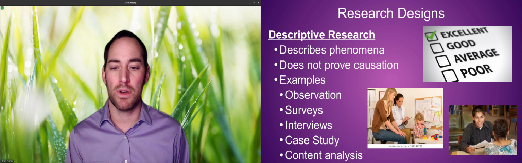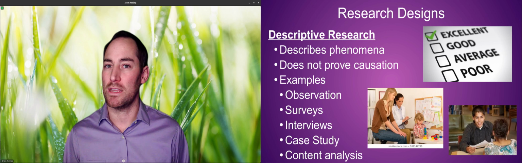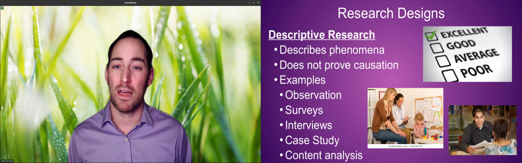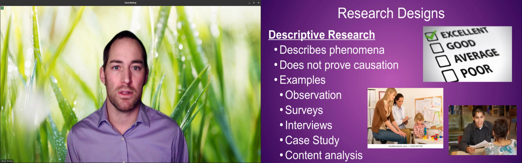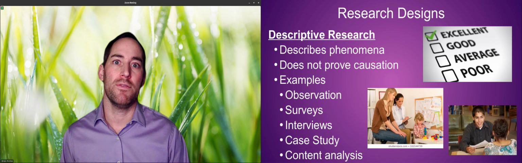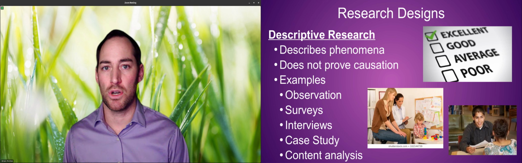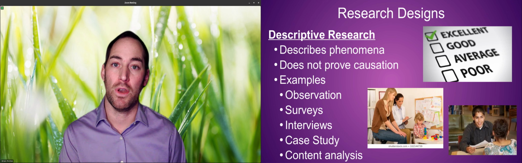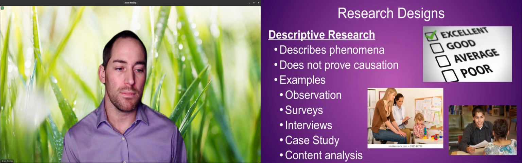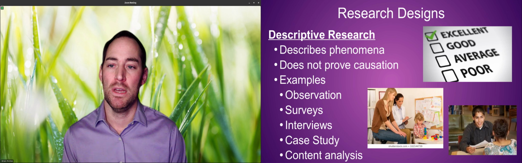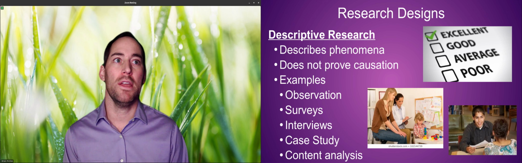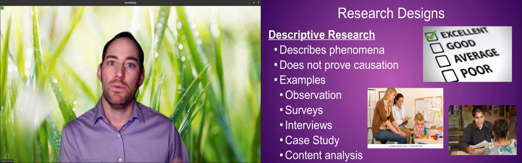Again, for descriptive research, oftentimes you're going to be using things like observations, surveys, interviews, case studies, content analyses. I think I didn't include that, but content analysis is basically an analysis of documents, or it could be something like journals or documentary footage from a specific period of time to learn about what was happening at this specific time. So you're trying to describe what was happening around this phenomenon. Why did people do this thing at this time?